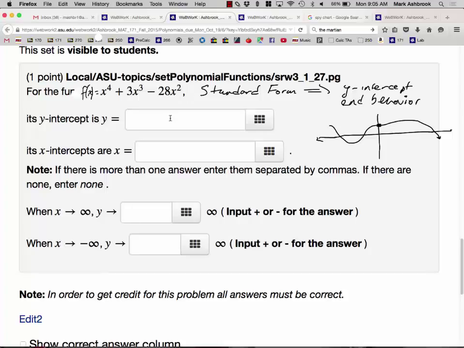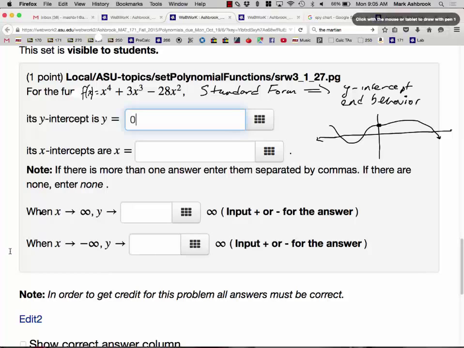So in this case, we get 0. This picture is not the graph of f. I'm just sketching a polynomial here to show some intercepts. But for this one, when x is 0, you get y equals 0. And while we've got the standard form, let's jump down here.